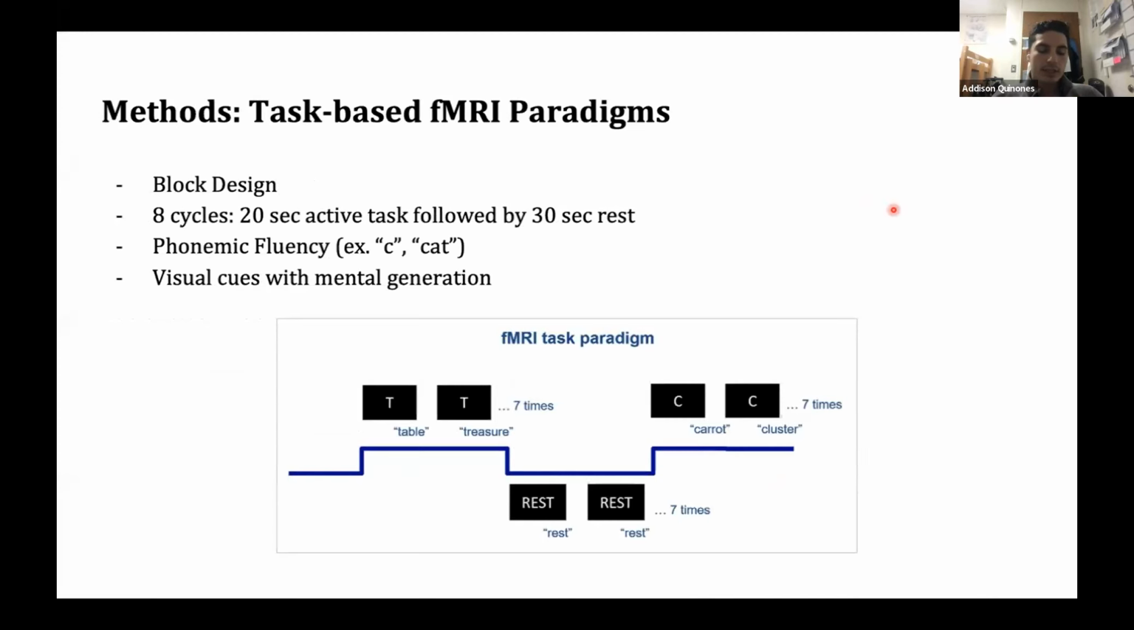An important point to note is that these were visual cues, and we wanted the patients to have mental generation of these words. We didn't want them to actually mouth the words or speak the words, because then that would activate the motor face area. So that could confound some of the results in fMRI.